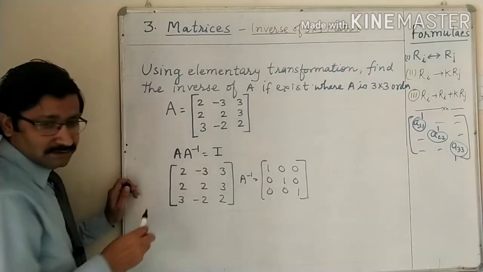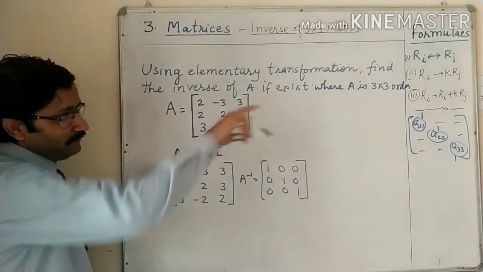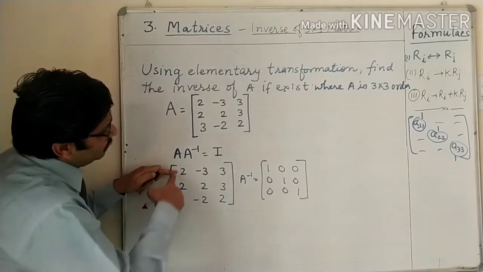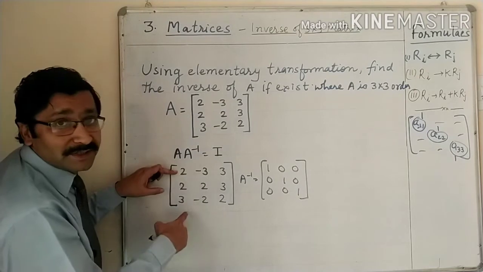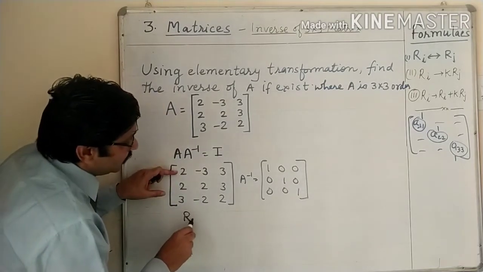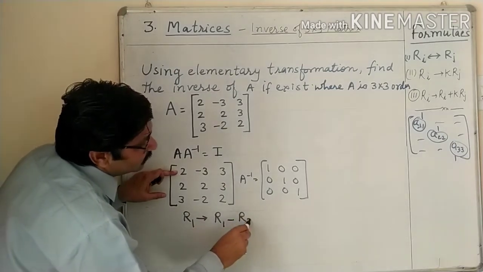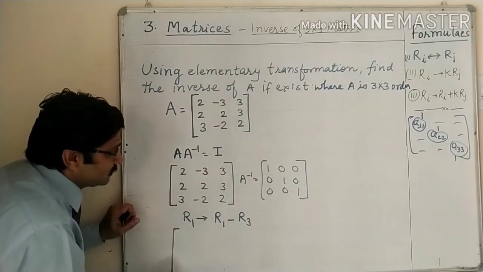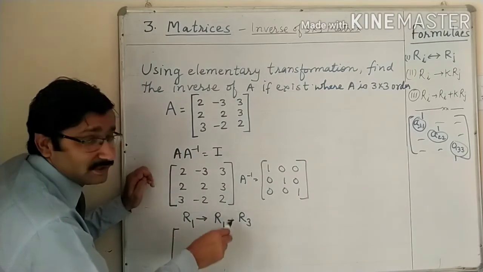Now look here, we have 2, and this 2 we have to make 1, as we already discussed. For that, if we subtract 3 from 2 we get minus 1. So first we use R1 equal to R1 minus R3. The new R1 will be equal to R1 minus R3.